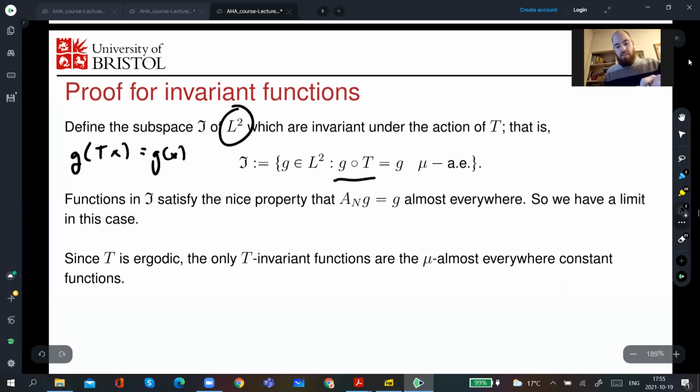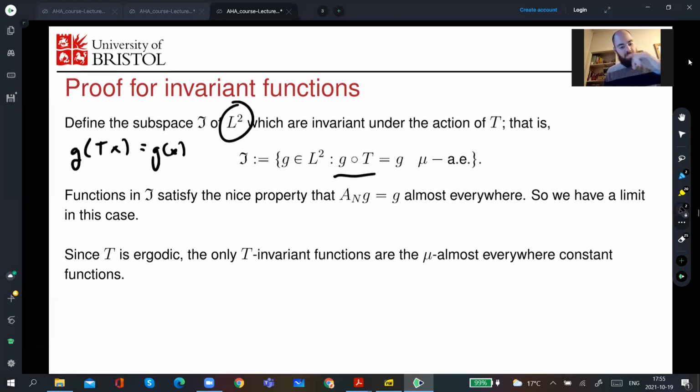But the ergodicity assumption says that it has a simple eigenvalue at 1, meaning that the only functions which are invariant are constants. And we'll use that in a moment. I start with these invariant functions. Great.